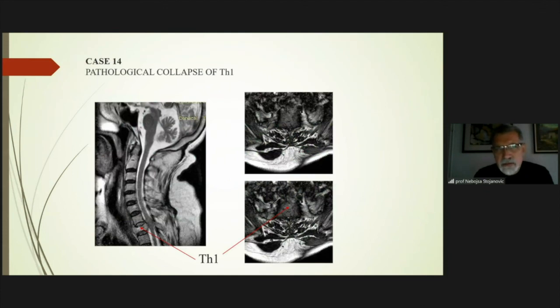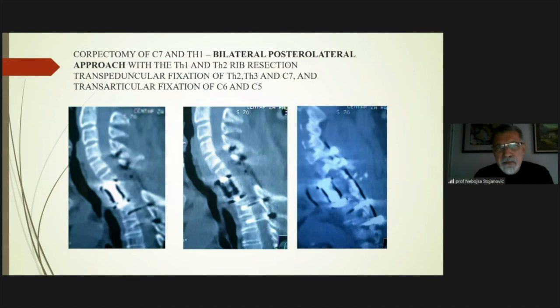Post-pathologic collapse of T1. In this case, we prefer a bilateral posterolateral approach with T1, T2 rib resection, transpedicular fixation of T1, T3, and C7, and transarticular fixation of C6 and C7. Only a posterior approach.